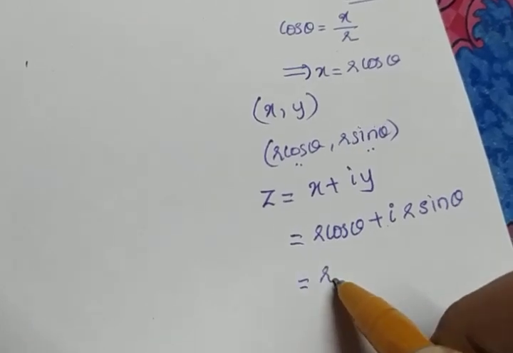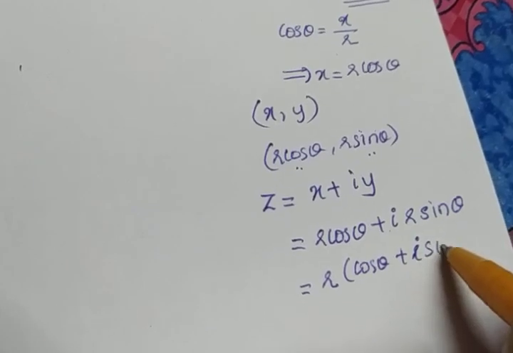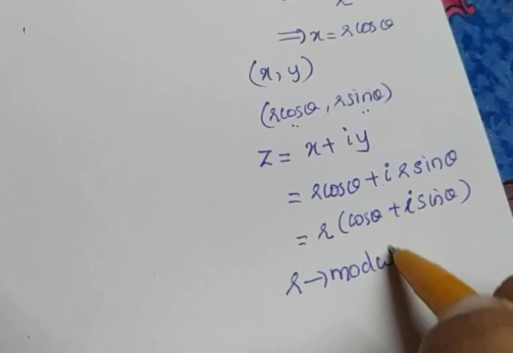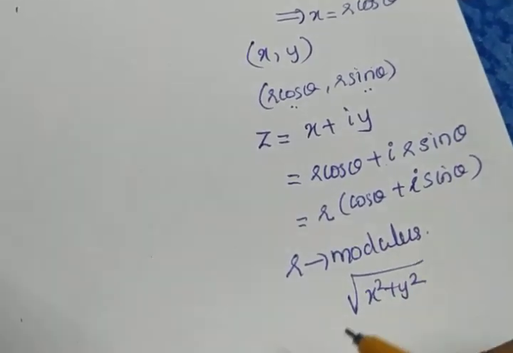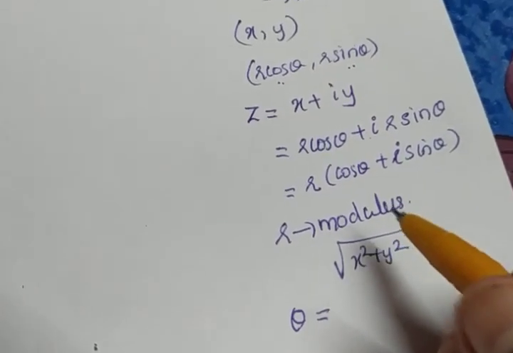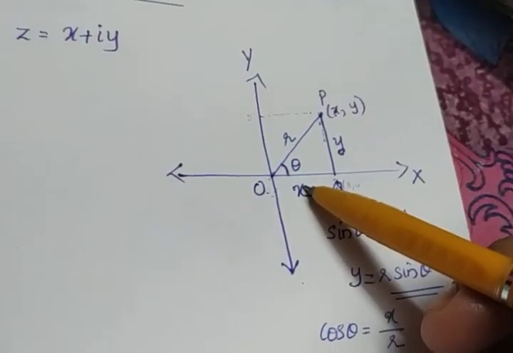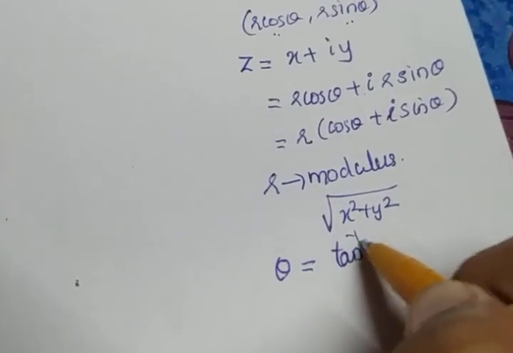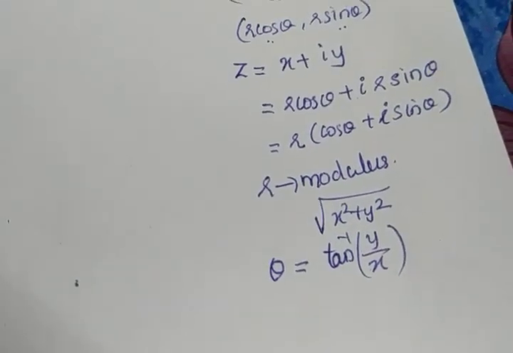Otherwise, I can rewrite it as r into cos theta plus i into sin theta, where r is called the modulus. We already know the value of the modulus, which is root of x square plus y square. Okay, and theta is the amplitude. Amplitude means the angle made by the line OP with the positive direction of x-axis. To find theta, we have the formula tan inverse of y by x.